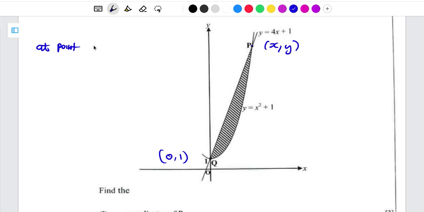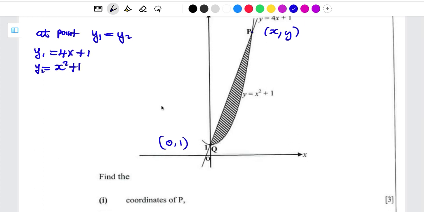we can say line y1 is equal to line y2. So you can just imagine that y1 is going to be equal to 4x plus 1, and then y2 can be equal to x squared plus 1. So this is what we are going to do. Since they are equal to each other, for y1 we put 4x plus 1, which is going to be equal to, for y2, x squared plus 1.